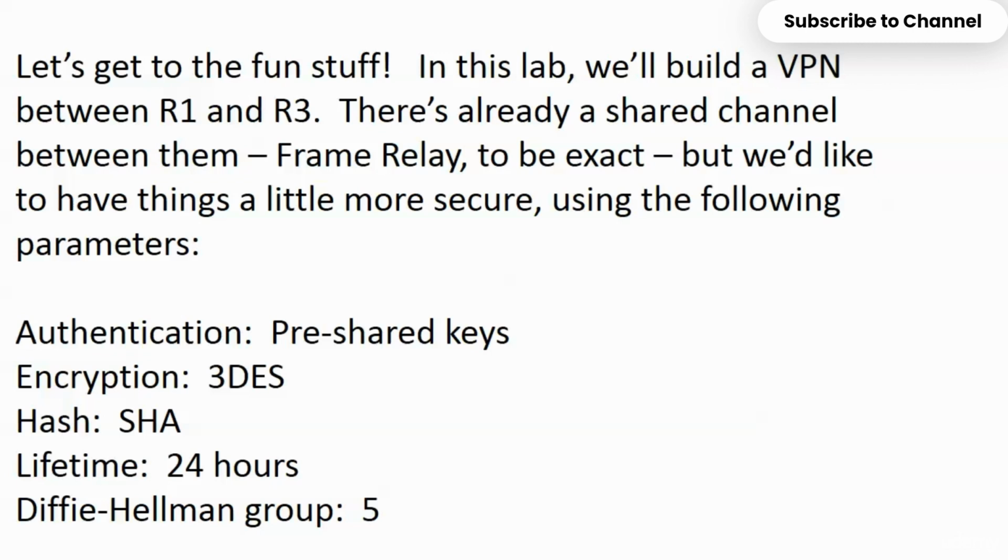With authentication, we're going to do pre-shared keys. With encryption, we're going to do something called 3DES. Every once in a while, you'll see this called TDES for triple DES, but generally it's 3DES. Hash, we're going to use something called SHA. Lifetime, 24 hours. That's the config we're going to put on router 1. That's how long we'd like our phase 1 IKE SA to last. And something called the Diffie-Hellman group. We're going to go with group number 5 here.